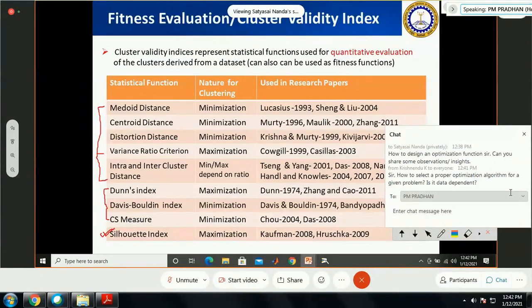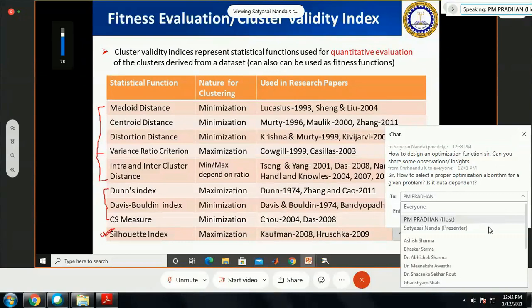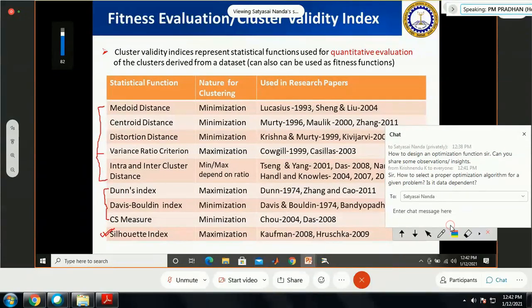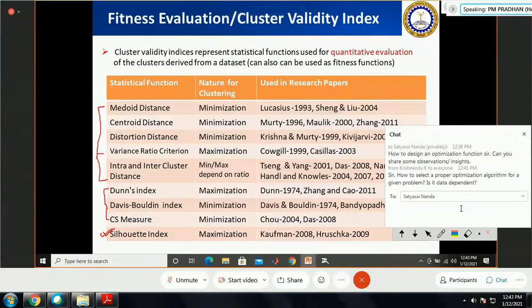I think there is one question from Christian de Kumar, written in the chat box. How to select a proper optimization algorithm for a given problem? Is it data dependent? Yes, it is data dependent, and for the data dependency, you have to determine something first.